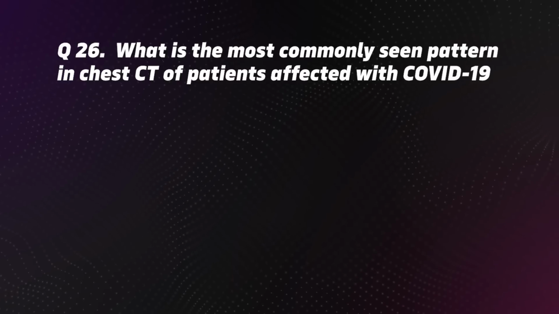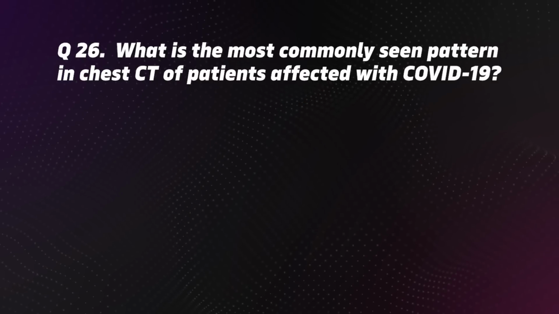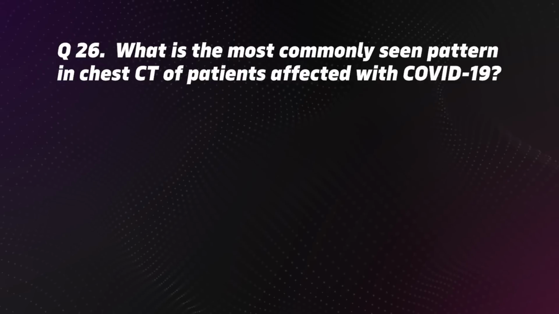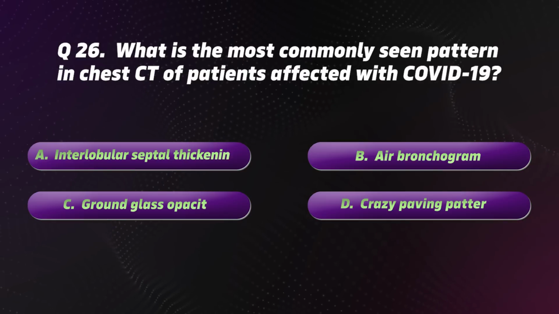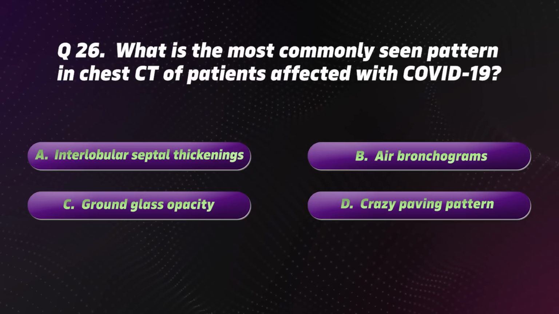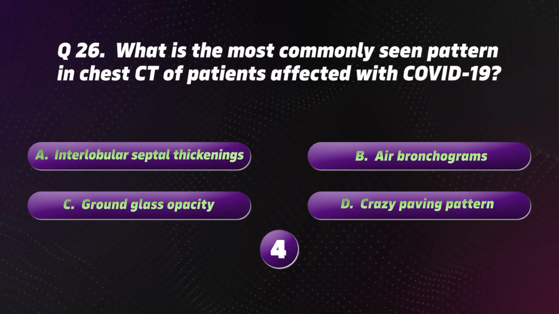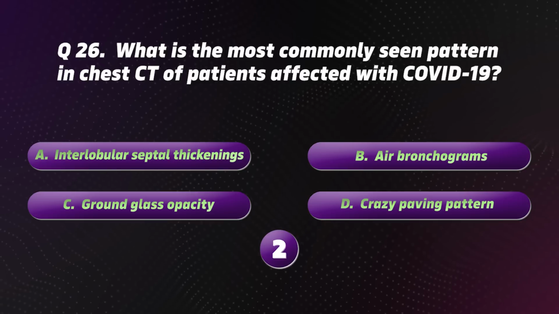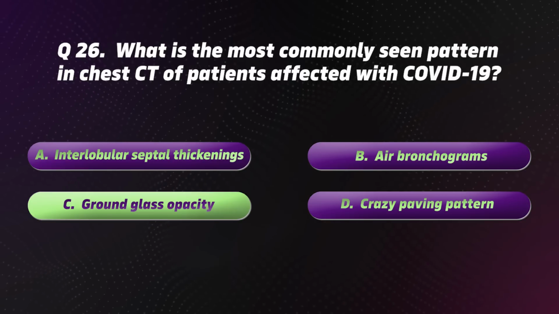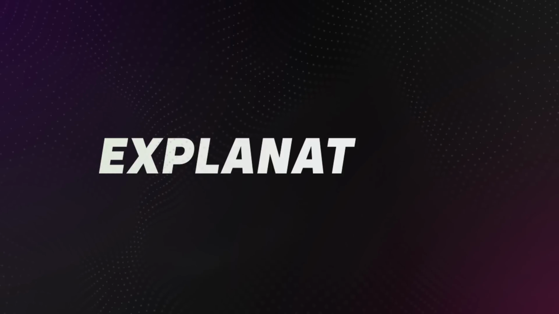Question 26. What is the most commonly seen pattern in chest CT of patients affected with COVID-19? Here are the options. A. Interlobular septal thickenings. B. Air bronchograms. C. Ground glass opacity. D. Crazy paving pattern. And the correct option is C. Ground glass opacity. Here is the explanation.